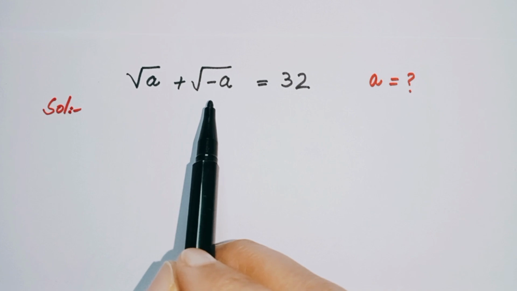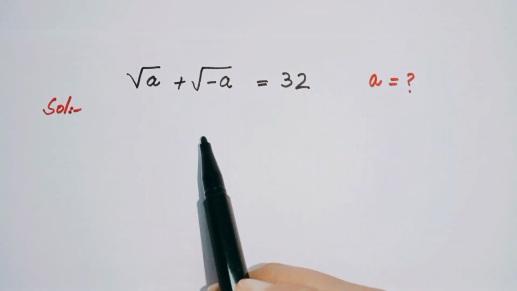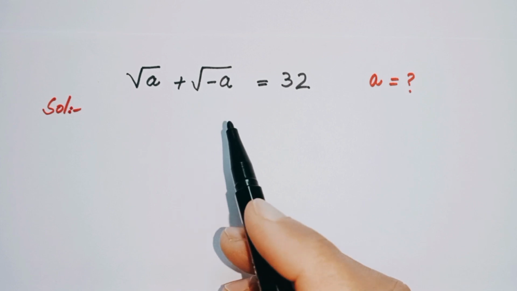Today's challenge is square root a plus square root minus a is equal to 32. We have to calculate a. So here I will use two methods to solve this question.